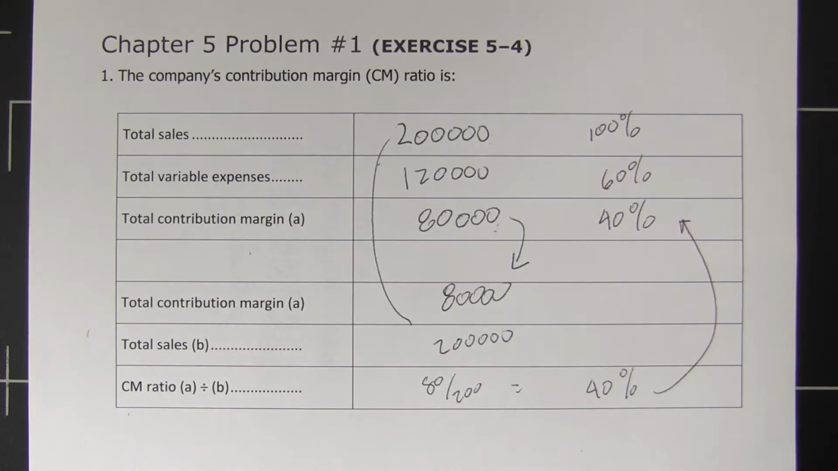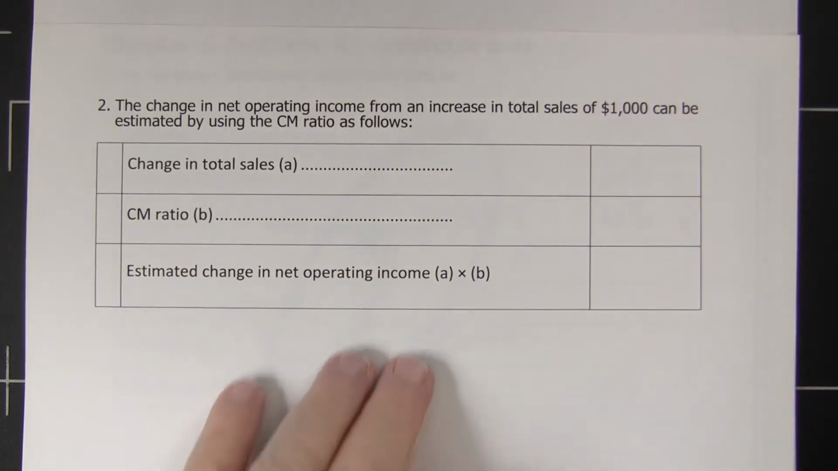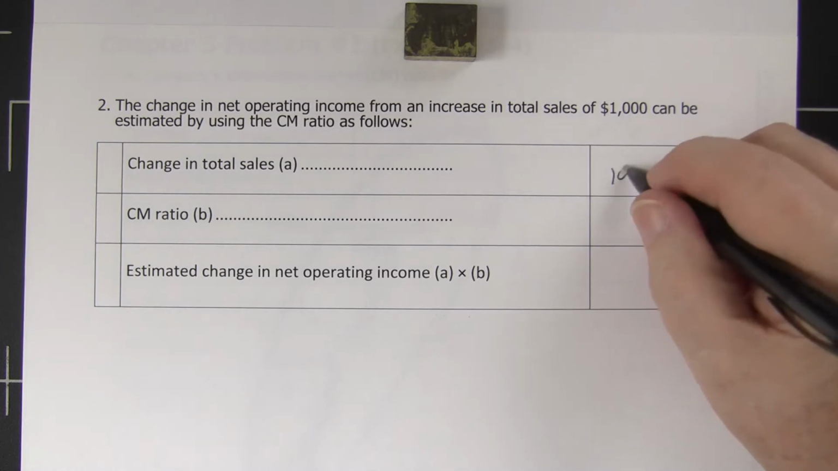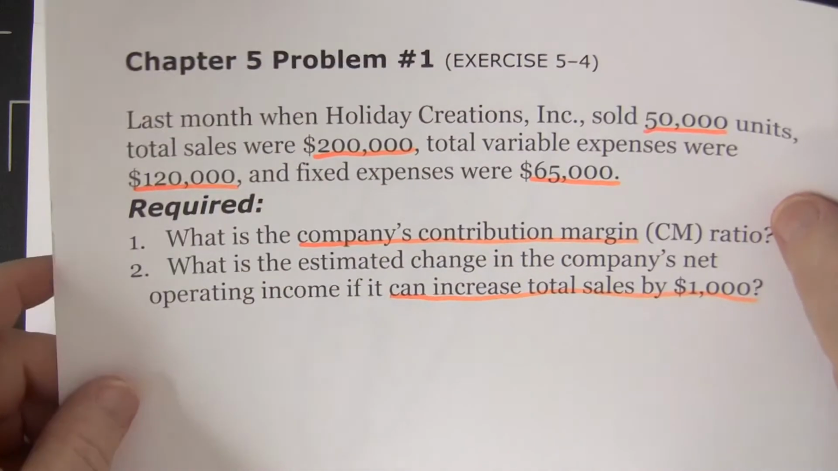Now here's the beauty of the contribution margin. If I can figure out something that's going to increase my sales, 40% of that is going to be profit once we've reached the break-even point. So let's take a look at this. So we have our total change in sales of $1,000. That's the second part of the problem.